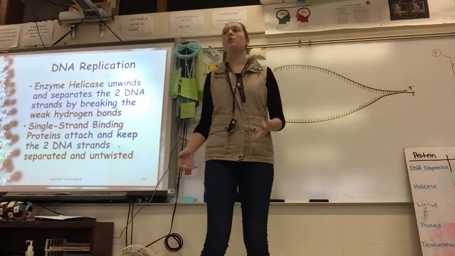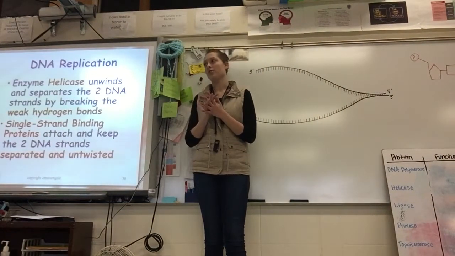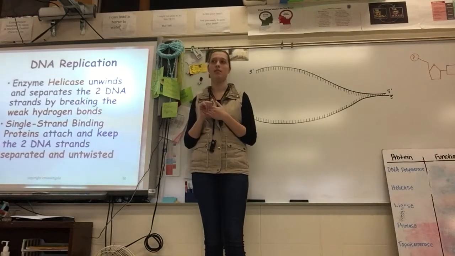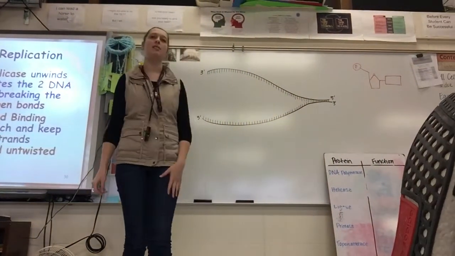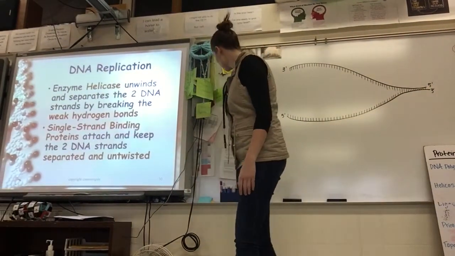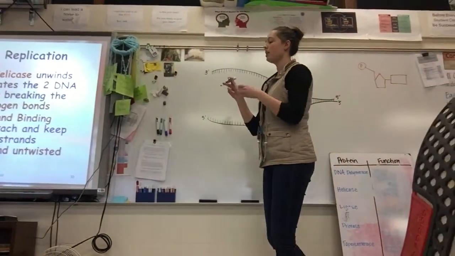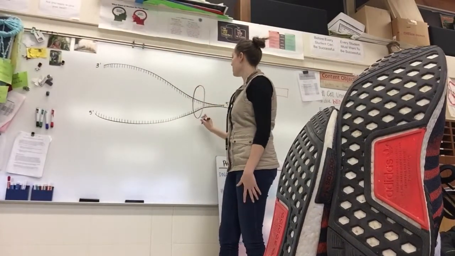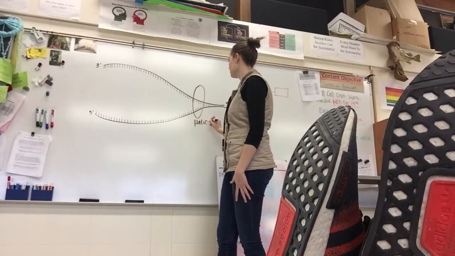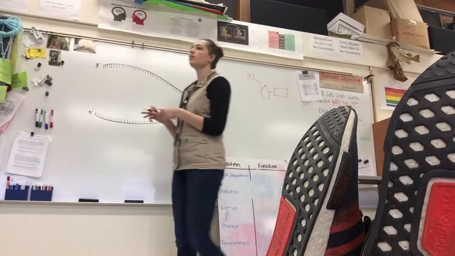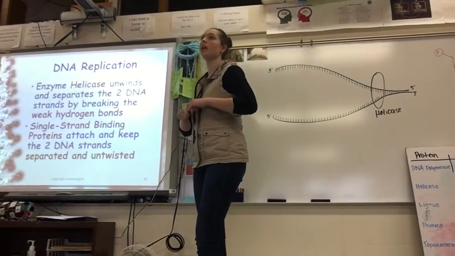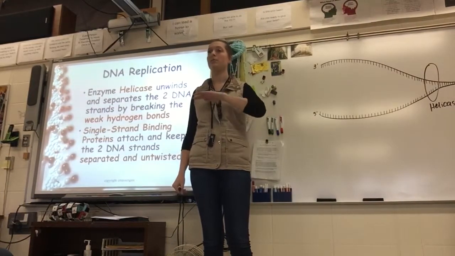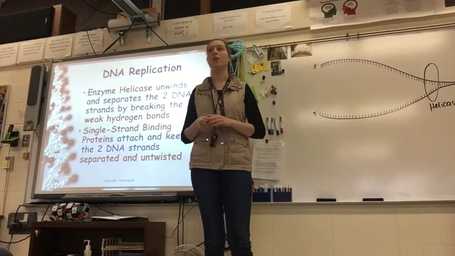So the thing that's doing the unzipping and making these replication forks and this origin of replication is this enzyme called helicase. So helicase in my little DNA model over here is going to be an enzyme that forms right here. You can think of this as the zipper pull for your DNA. It's actually going in and breaking the bonds between the A's and T's and the G's and C's. It's splitting it right down the middle, and it's unzipping that whole strand of DNA.